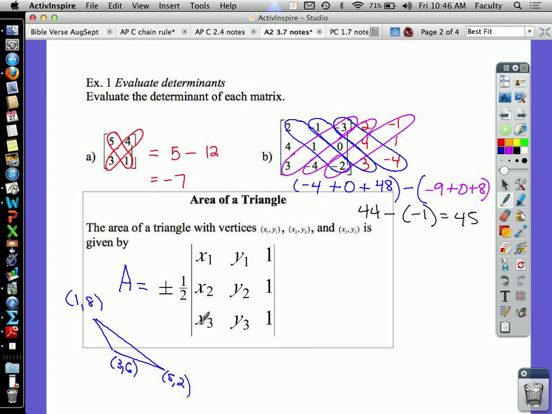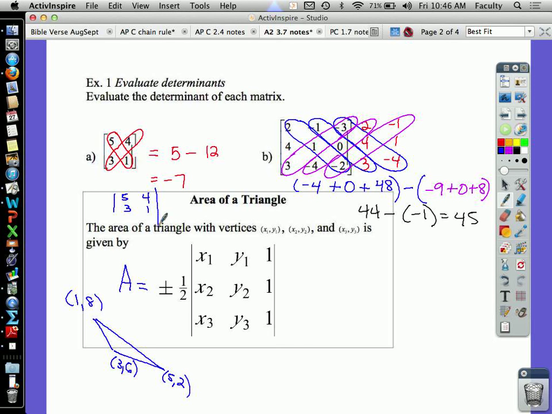This vertical bar, let me go back up to letter A. If you make the vertical bars that sort of look like absolute value, that symbol means you're doing the determinant, okay? So here, this means area equals plus or minus 1/2, and you have these vertical bars, and it's the first point, x1, y1, and ends in a 1, x2, y2, ends in a 1, x3, y3, ends in a 1. Can you guys tell me why is there a plus or minus 1/2?